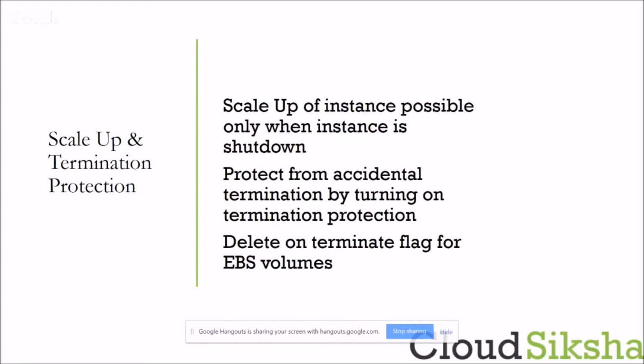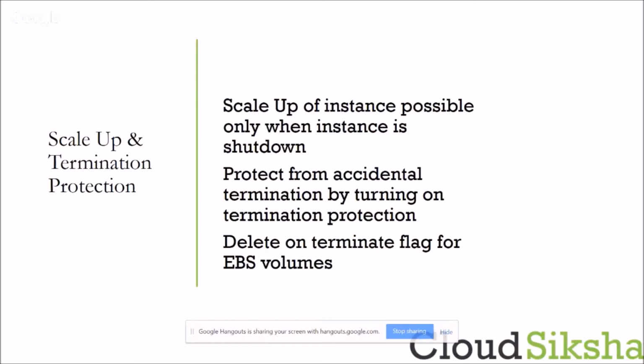Similarly, there is a delete on termination flag which is available on EBS volumes. By default, the root volume has this turned on. So whenever you start an instance, if you look at the storage screen when you are going through the step-by-step process of launching an instance, you will see that for an EBS volume there is a delete on termination flag, and that is ticked. So when that is ticked, what it means is whenever you terminate your instance, the root volume will get deleted automatically. If you don't want that root volume to be deleted, then you can remove that flag.